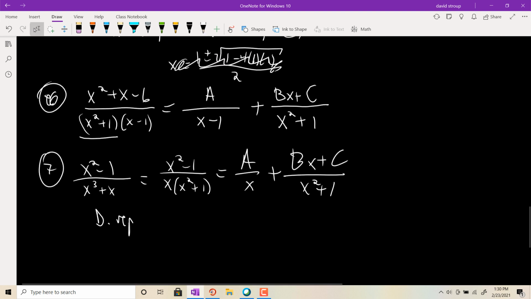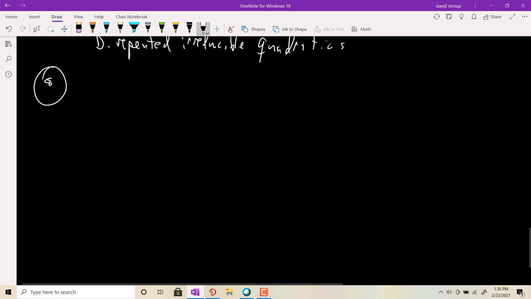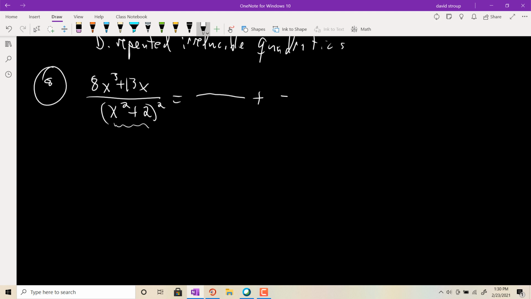D, repeated irreducible quadratics. Let's look at number 8. I found it: 8x cubed plus 13x all over x squared plus 2 squared. This time x squared plus 2 is irreducible, and then it's squared, so I need 2 fractions, one for the x squared plus 2, then one for the x squared plus 2 squared.